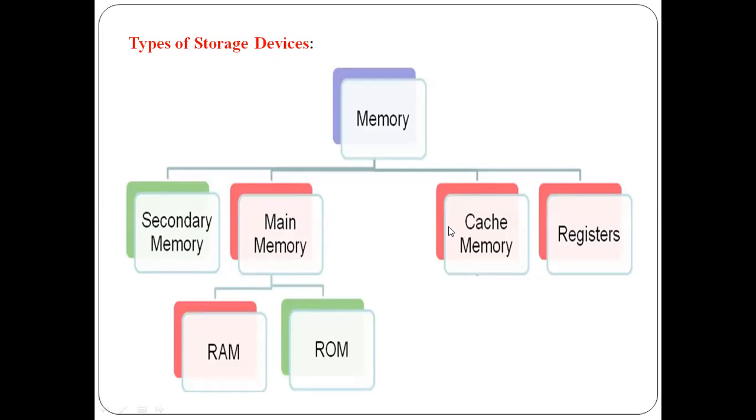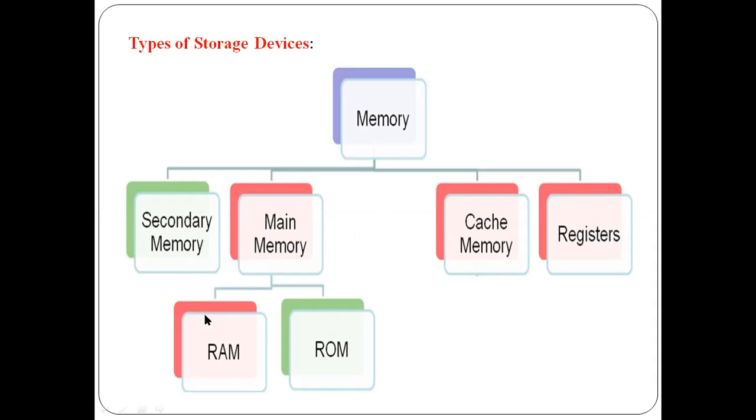Coming to the cache memory, this memory is located in between the CPU and main memory. So the processing of cache memory will be faster. Next, coming to the registers. Registers are small memory units. These are present inside the CPU. So these are the different kinds of storage devices that we have.